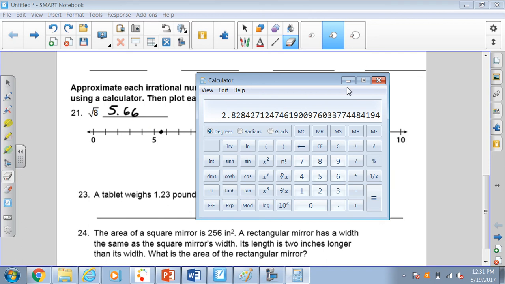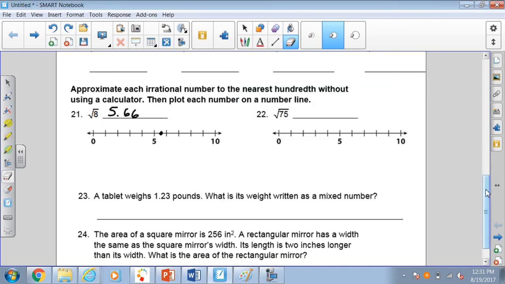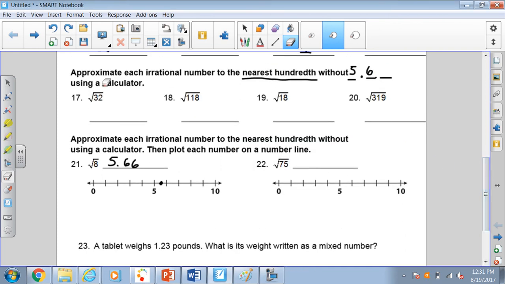oh, I'm sorry, that's the wrong one, isn't it? Excuse me. Clear. Let's see here. We were on this one here. I placed that answer in the wrong spot. 5.66. My apologies again. I'm a little rusty, so forgive me.